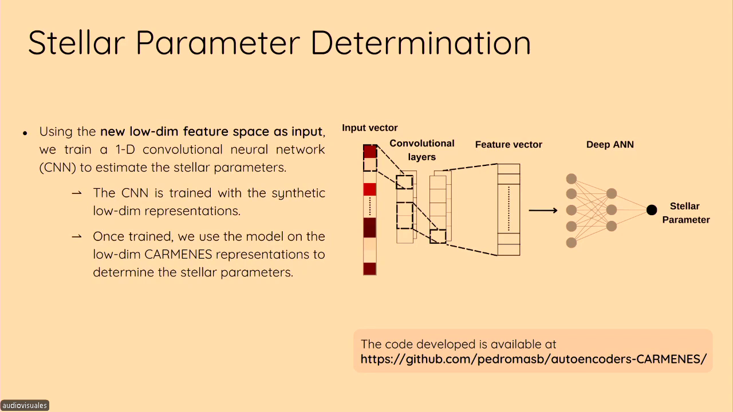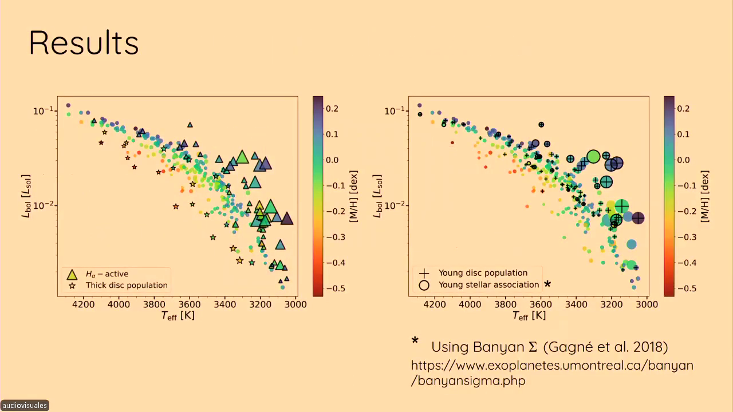For this, what we do is train this convolutional neural network with the low-dimensional representations of our synthetic spectra and use the trained network on the low-dimensional CARMENES representations to obtain the stellar parameters. And just so you know, if you are curious to see all the code used to develop and train these networks, it is available to everyone on GitHub. And with this methodology, these are the results that we obtain.